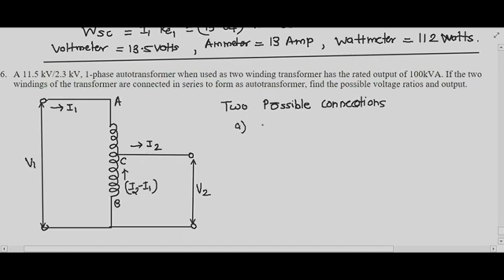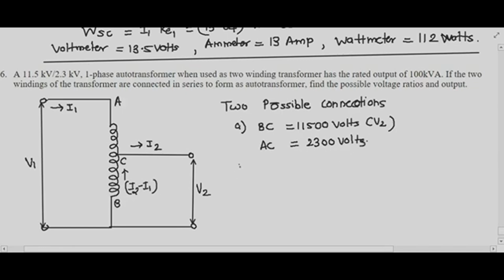First possible connection is your BC having voltage 11.5 kilovolt, or 11,500 volts. Means this is your V2. This is your V2. And AC will be equal to 2300 volts.